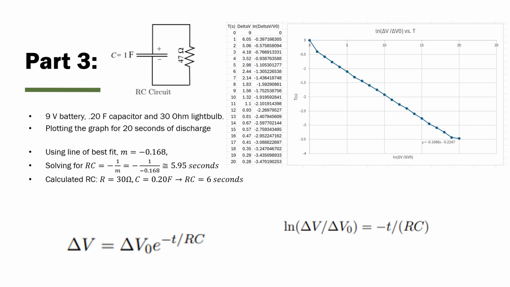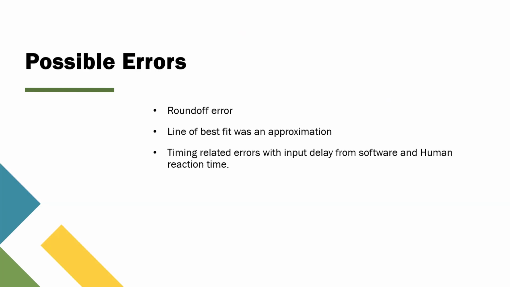And then the ideal case, if we just use the 30 ohms and the capacitance, we get around 6 seconds. So some possible errors could have been round-off errors. The line of best fit on the graph was technically an approximation, and there could have been some timing-related errors with the input delay from the software and my reaction times as well.